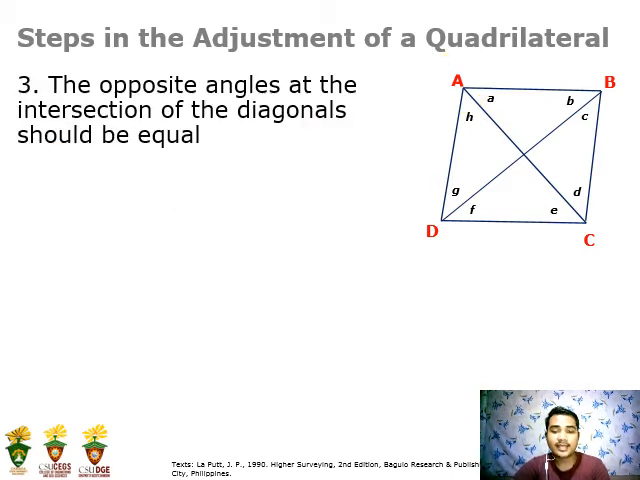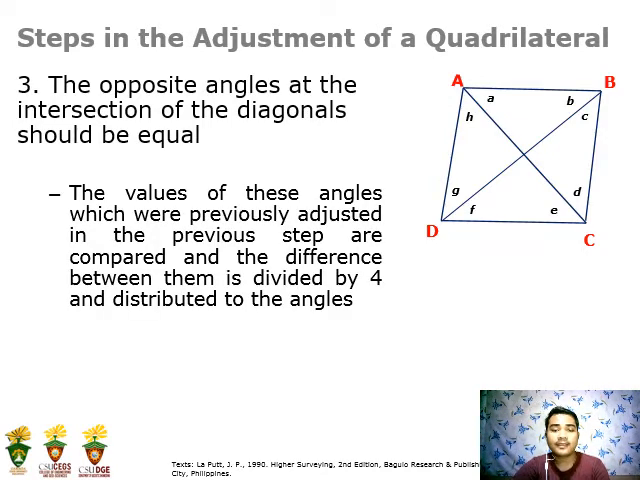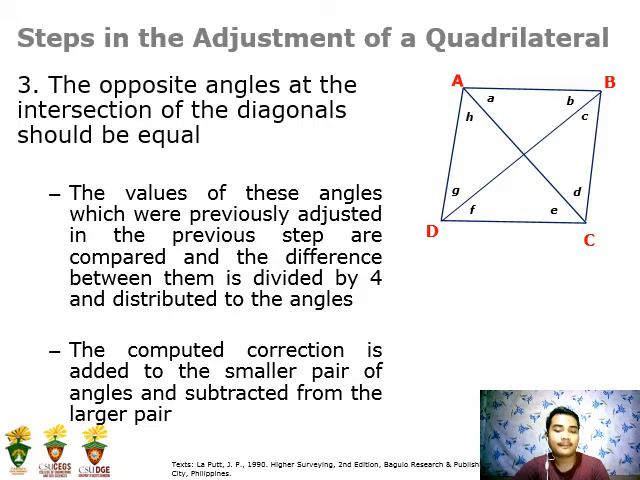Next is the opposite angles of the intersection of the diagonals should be equal. The values of these angles, which were previously adjusted in the previous step, are compared and the difference between them is divided by 4 and distributed to the angles. Opposite angles daw ko, no, at the intersection of the diagonals should be equal. And the computed correction is added to the smaller pair of the angles and subtracted from the larger pair.